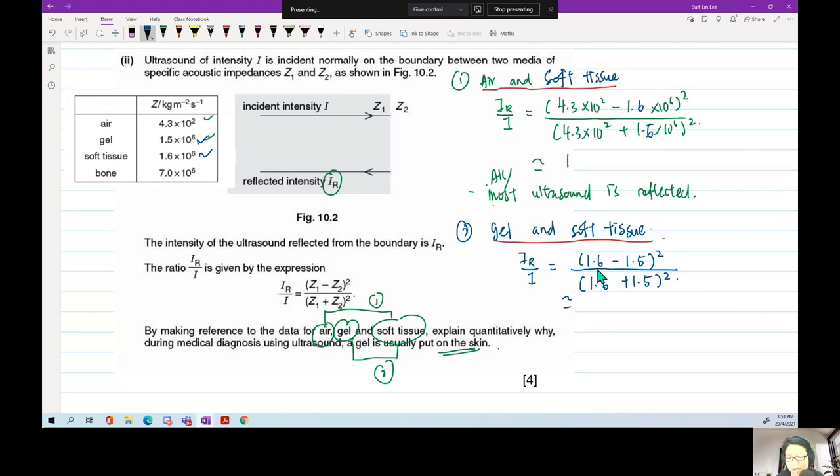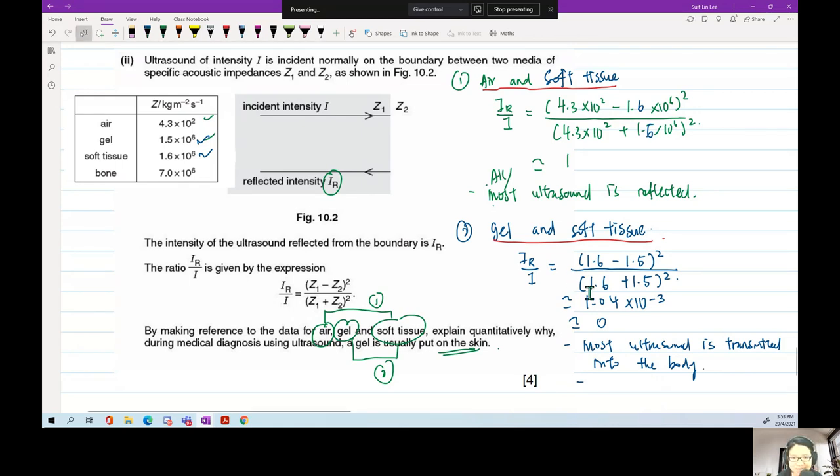This is 1 over 916, or 1.04 times 10 to the power of negative 3, which is more or less equal to 0, right? So this one, most ultrasound is transmitted into the body. So if most ultrasound is transmitted into the body, then this is suitable for diagnostic, right?